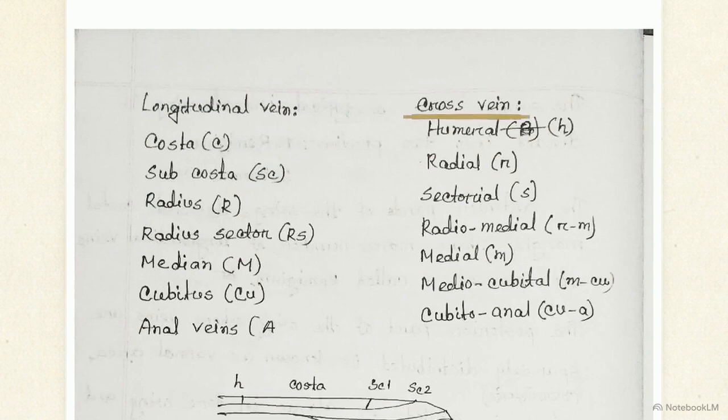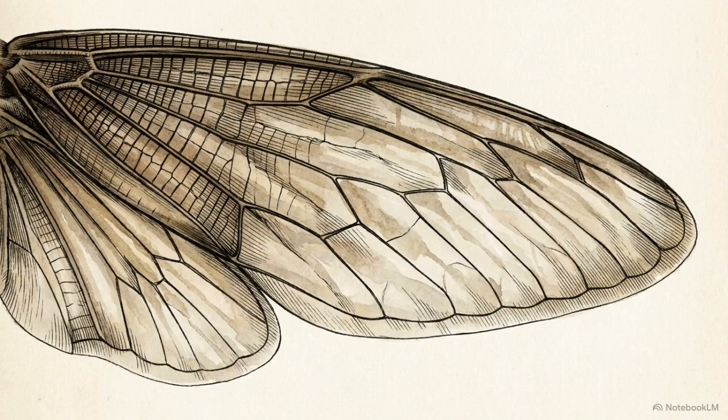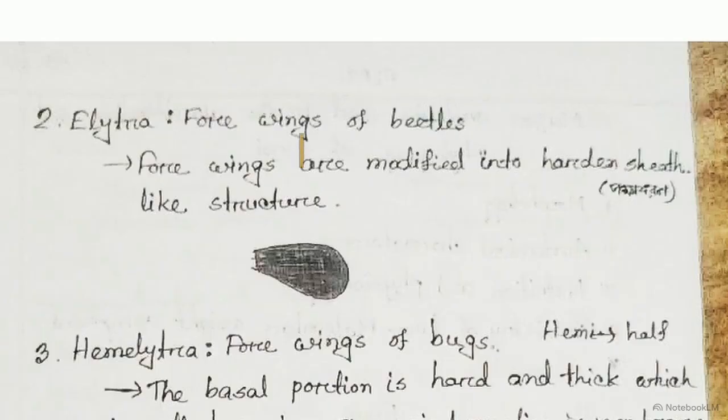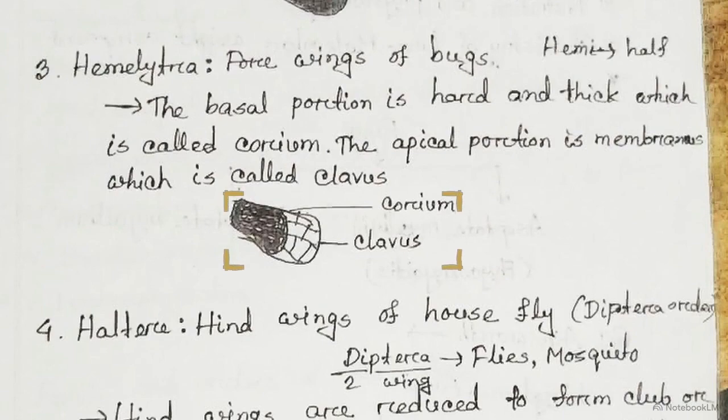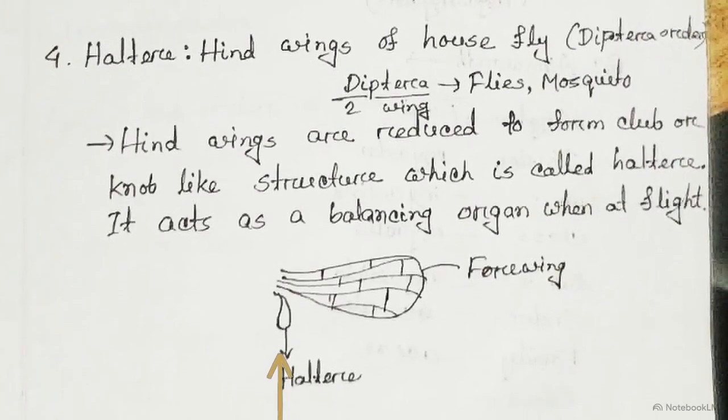The precise placement and density of these veins within the triangular margins dictate exactly how rigid or flexible the wing will be during flight. In beetles, forewings undergo hardening to form protective sheaths called elytra. Grasshoppers have tegmina. True bugs exhibit hemelytra, split into a hard basal corium and a membranous clavus. In flies, hindwings reduce into small knob-like halteres, acting as gyroscopic balancing organs.